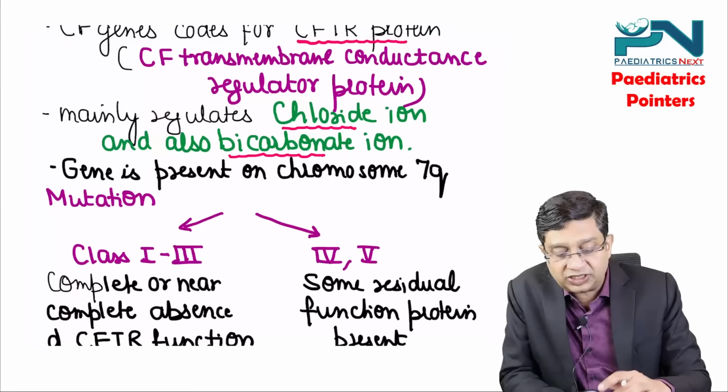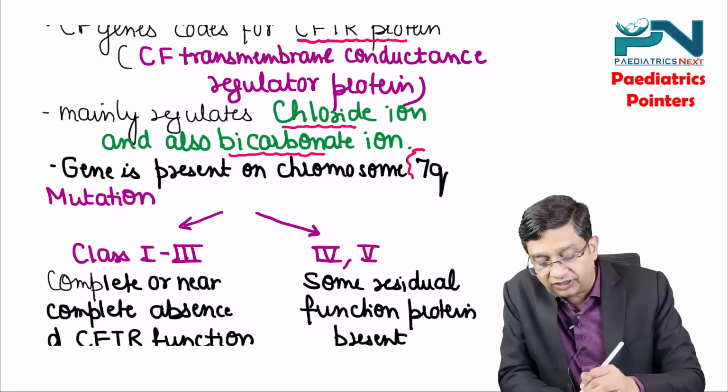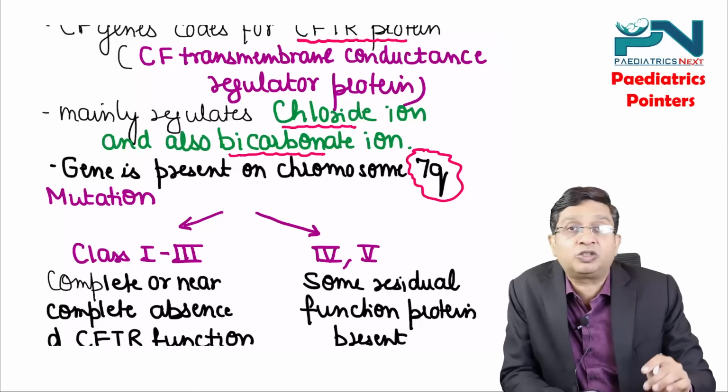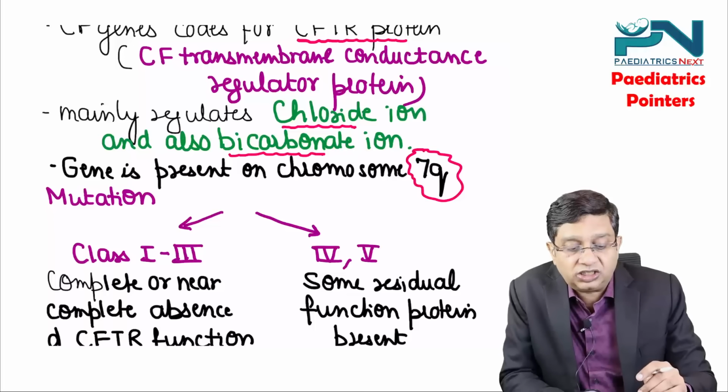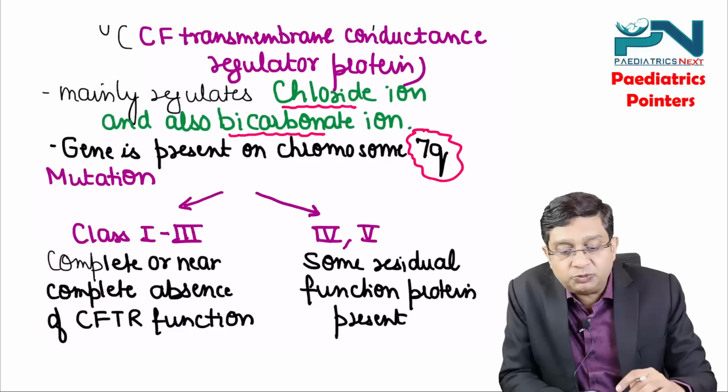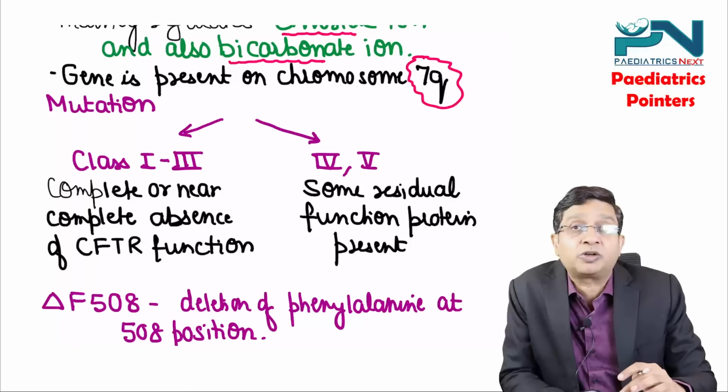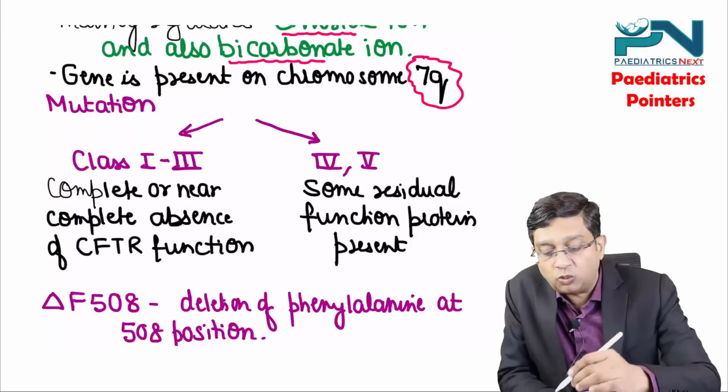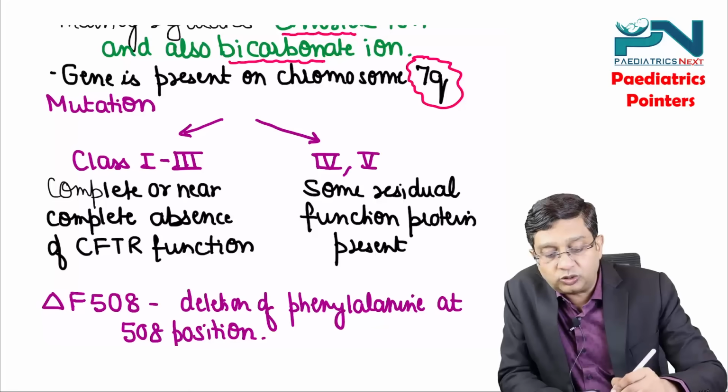The gene is present on chromosome 7q. It is the long arm of chromosome 7 where the gene is present. Many mutations can be seen in cystic fibrosis. You need to remember one is class 1 to 3.